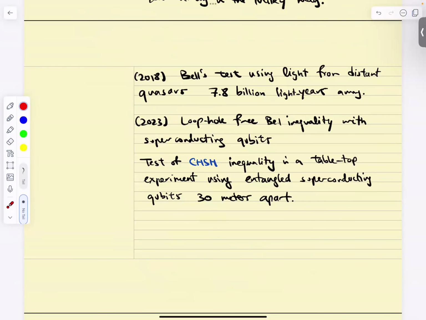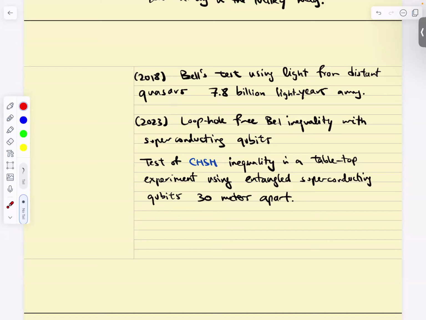It got even crazier in my mind. In 2018, they did a Bell's test using light from quasars that were 7.8 billion light years away. The universe is 13.8 billion years old, so the universe was half the age it has today. And the photons that reach us, you could see entanglement in those. It's crazy. But that was one year later. This is how fast this technology is improving. It's nuts. The pace of it is crazy.